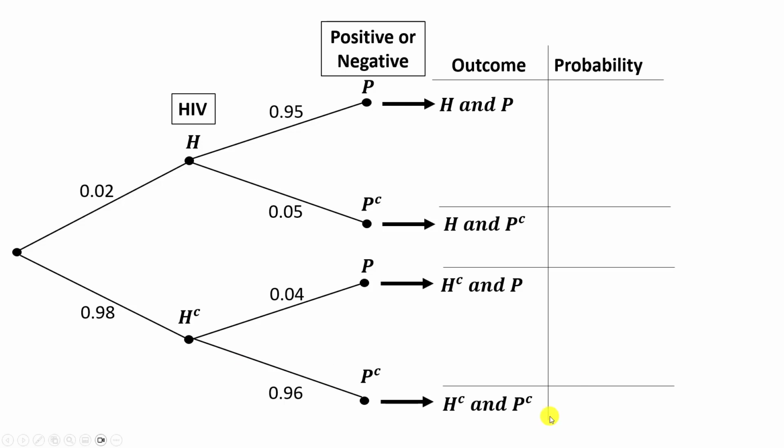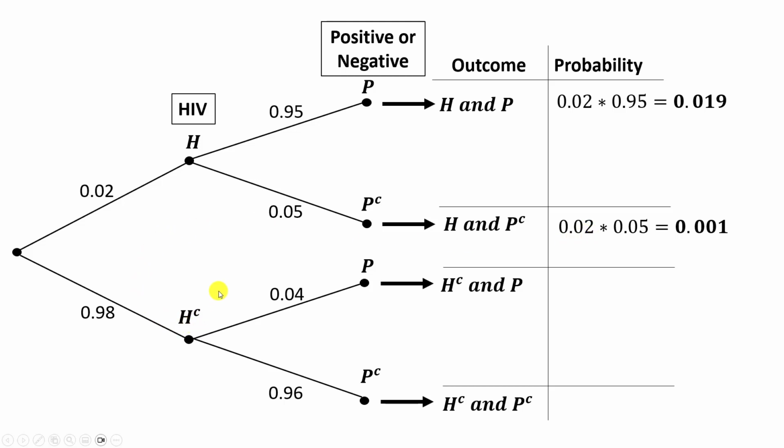All right, now the last thing we want to do is calculate all of the final probabilities for these outcomes. We may want to find the probability that someone both has HIV and is positive. We would find that by simply multiplying these 2 numbers together, and we would get 0.019. There's about a 1.9% chance that someone both has HIV and is positive for HIV based on the test. And then the chance that they have HIV and test negative is going to be 0.02 times 0.05, which is only 0.001, or a 0.1% chance that that happens.